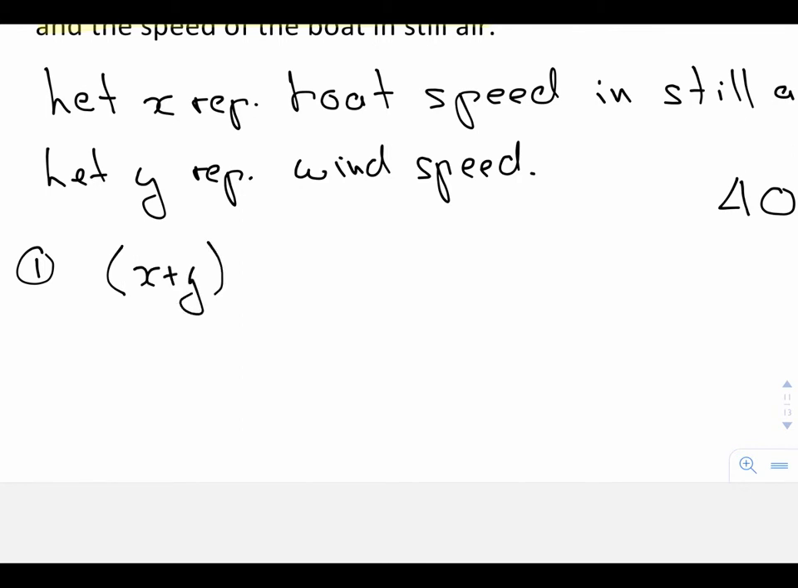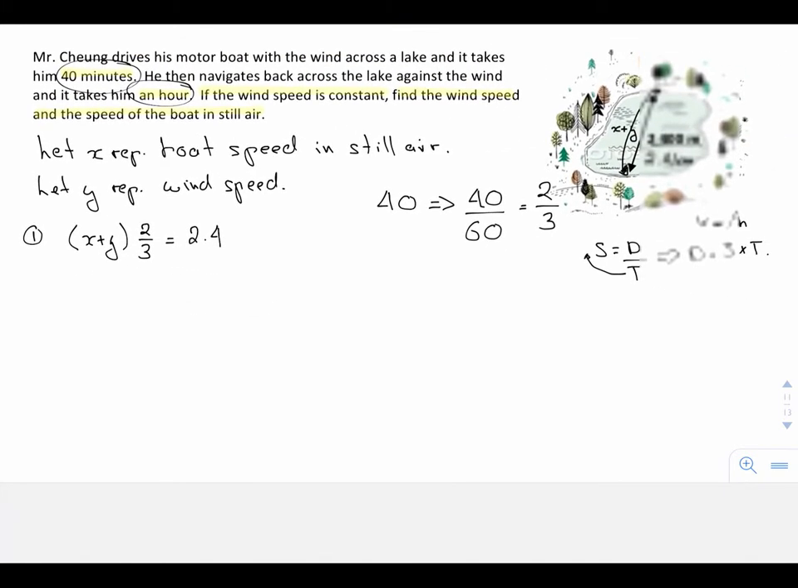So using that velocity, x plus y, I'm going to multiply that by the time it takes him in hours, and I know that is 2 over 3. And that is equal to 2.4. Again, I'm using this equation for distance in terms of speed and time. So speed here is x plus y. The time is 2/3 of an hour.